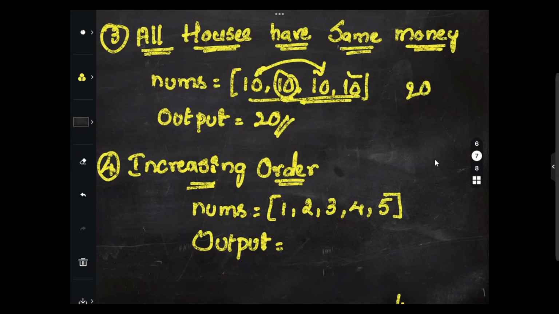So let's go with the last house, right? When we are considering the last house, we will start with this house 10, and we will come here, this one, 10 plus 10 here.